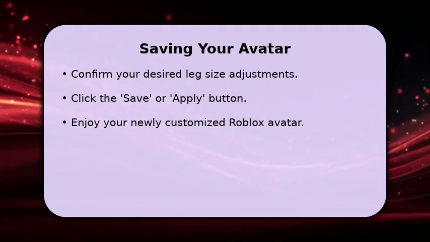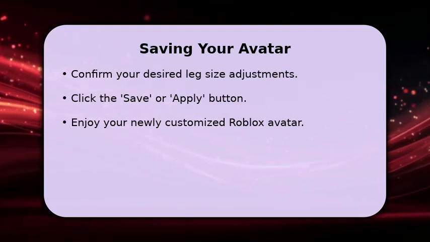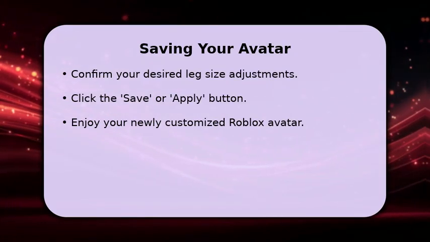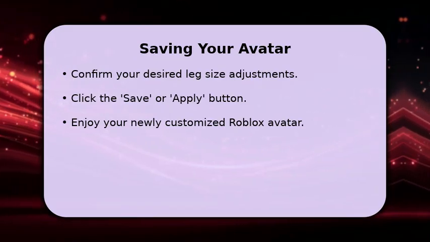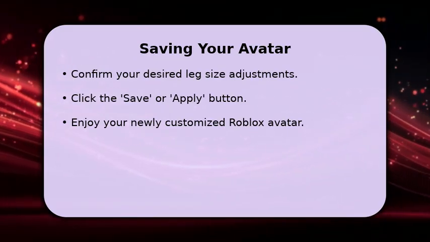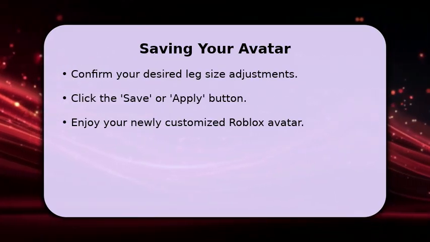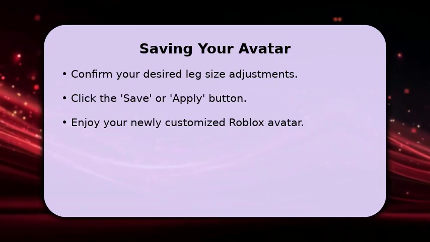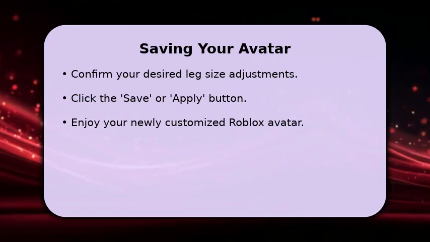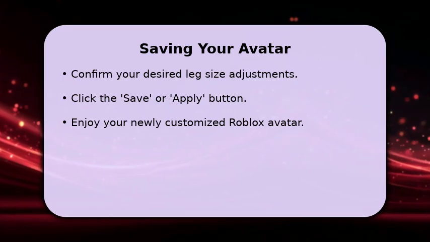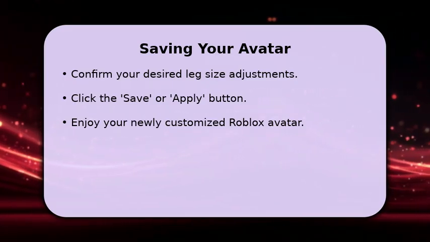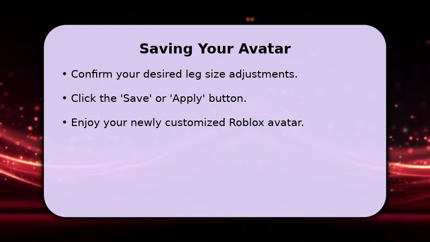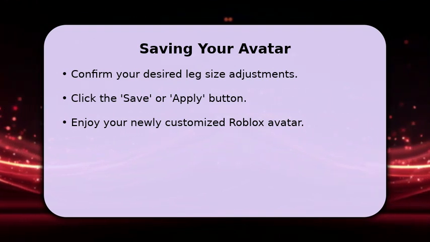After you've adjusted the leg sliders to your satisfaction and achieved that medium size, it's time to finalize your changes. Look for a Save or Apply button, typically located at the bottom of the editor. Click it to confirm your new avatar appearance. Now you can proudly showcase your character with its perfectly proportioned, medium-sized legs in any Roblox experience.